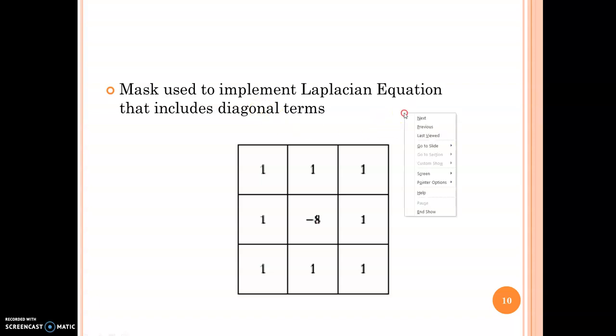So if I am considering the diagonal elements, there you already have the value 0. If I consider this as 1, the total sum should become equal to 0, which means this minus 4 I have to replace with minus 8. So that you will be having minus 8 plus 8 equal to 0. The total sum of the mask should be 0. So if I consider the diagonal elements as well, here you have a higher weight, that is minus 8. This is another way to implement this Laplacian equation.